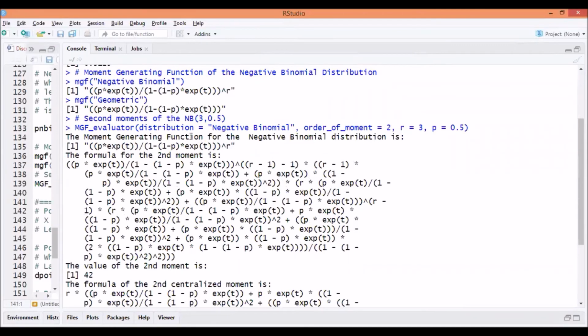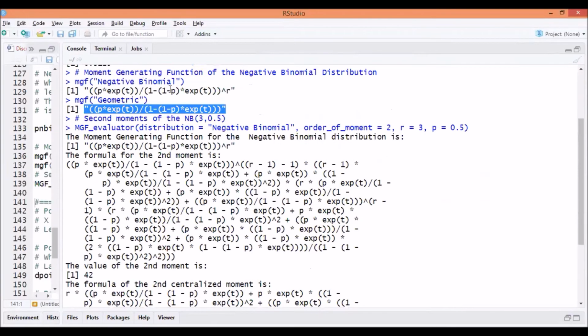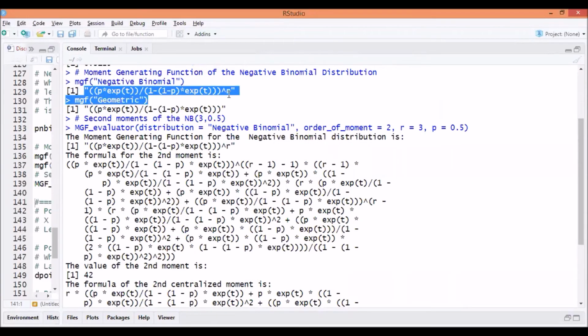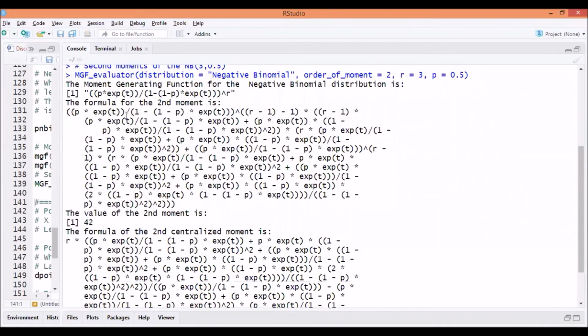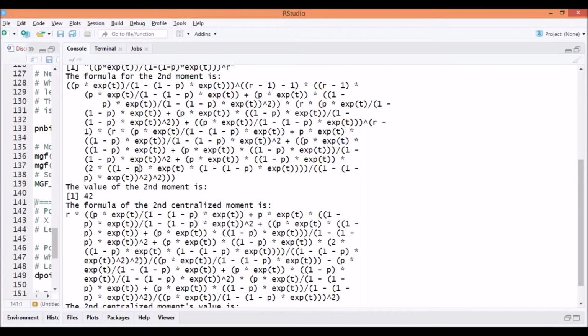So the moment generating function for the negative binomial distribution is p e^t over 1 minus (1 minus p) times e^t, all to the power of r, which we see is the same as the MGF if we just call negative binomial here. We get the formula for the second moment, which is quite long-winded, but if you simplify it, you will find that it gives you the second moment of the negative binomial distribution. And in this case, the value is 42.